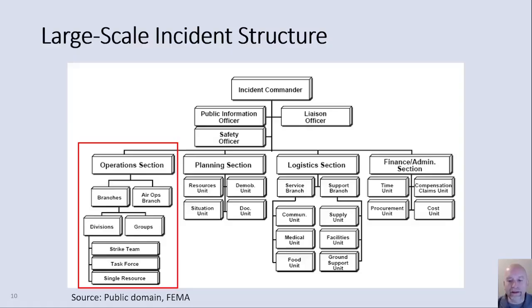And then lastly, a single resource could be an individual provider, a piece of equipment and its personnel, such as a fire truck and the firefighters that come with it, or a crew or team of individuals with an identified work supervisor that can be used at an incident.